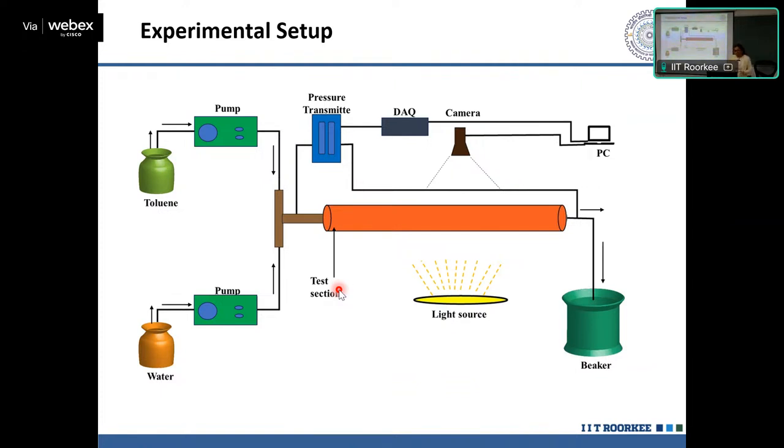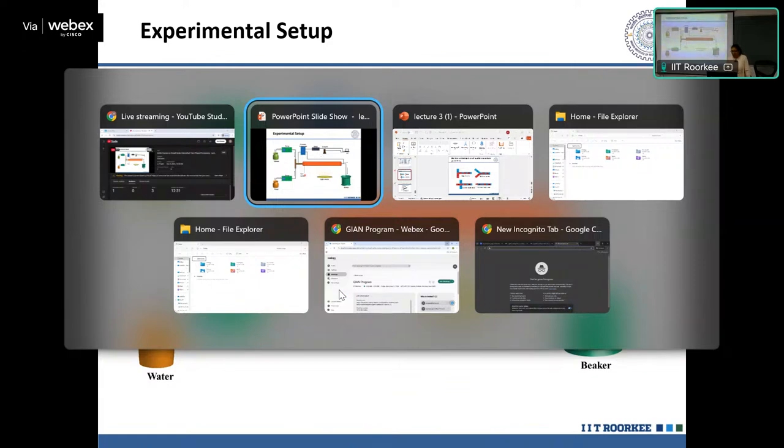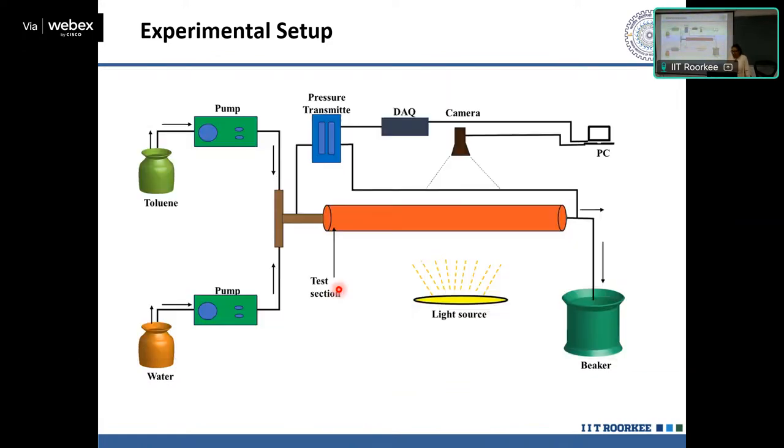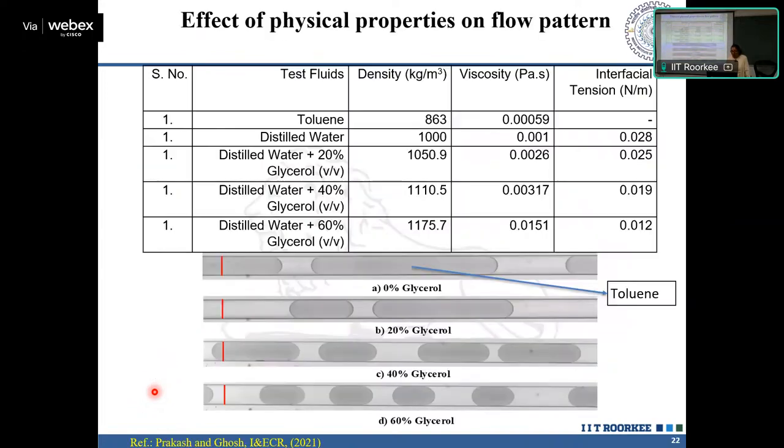So again, this is the experimental setup. This is the straight tube of glass. This is a glass capillary, similar to what we have already seen. This is the light source, camera, and pressure transmitter that we haven't seen last class. This is the pump for both the phases, toluene and water. Here what we have done is that we have kept the toluene as it is, but gradually changed the other phase.